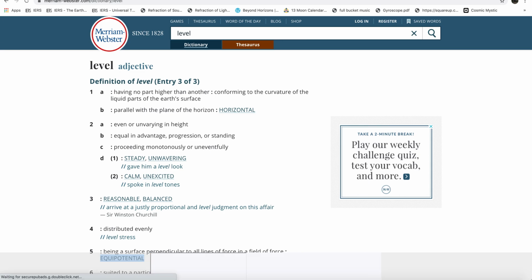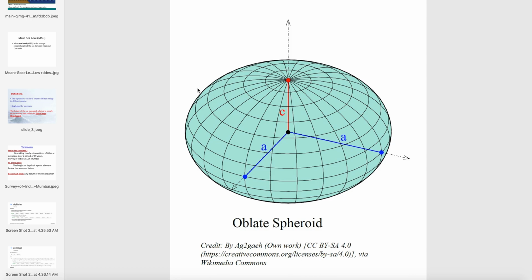Now, if we just go back here, you can't not have one part higher than another. If this is your north and you're here and someone else is here, then that person or that object or thing is higher than you, basically, right? You're going to have higher and lower on an oblate spheroid.